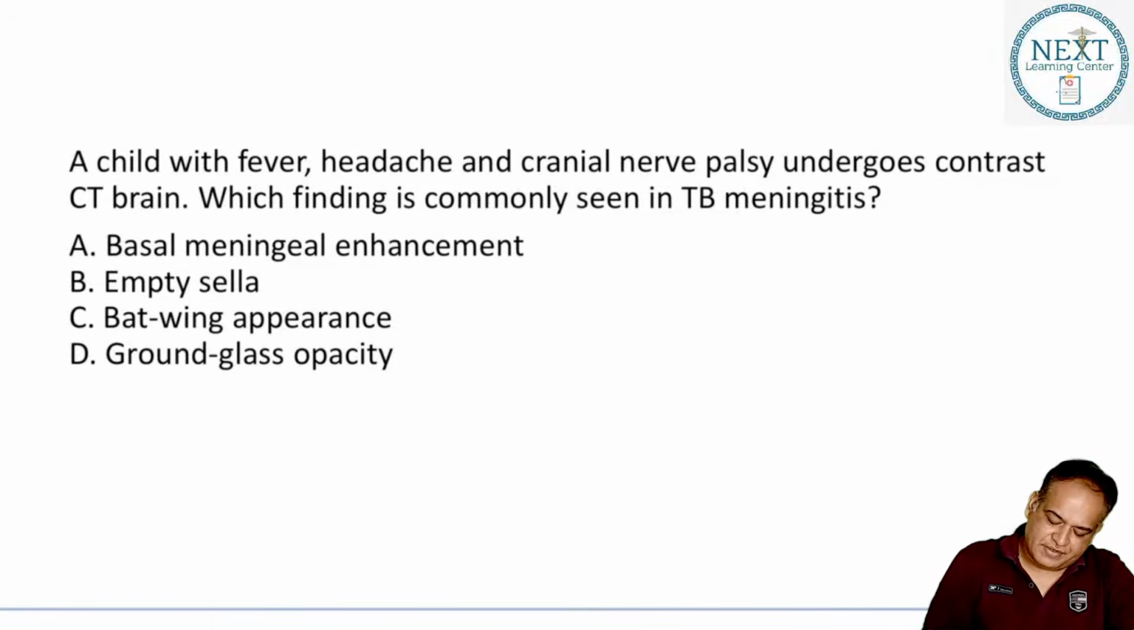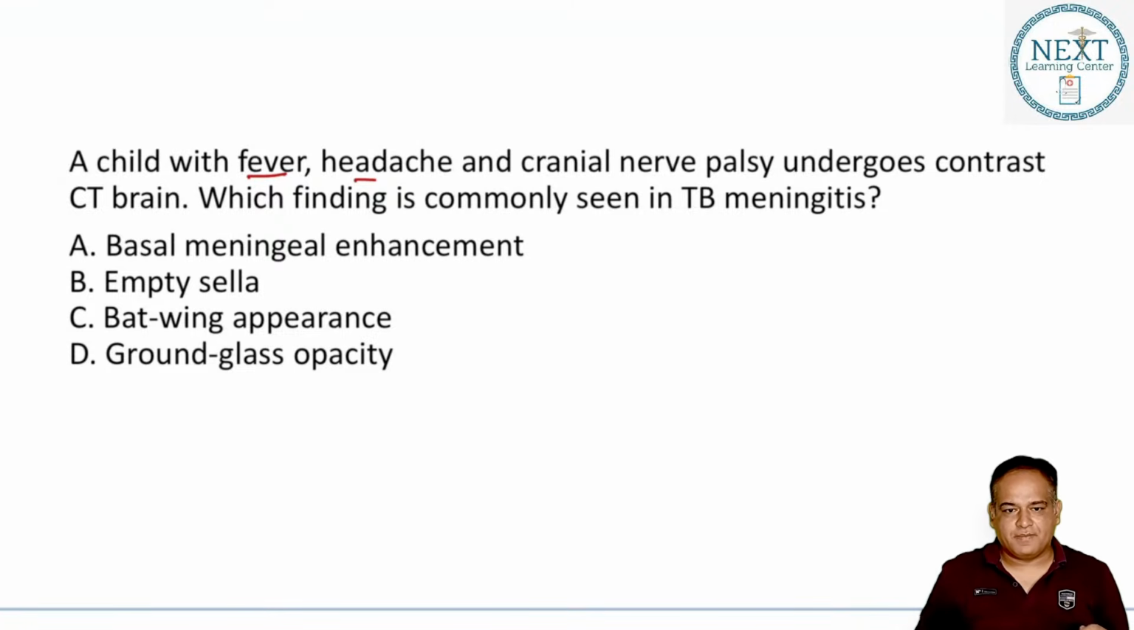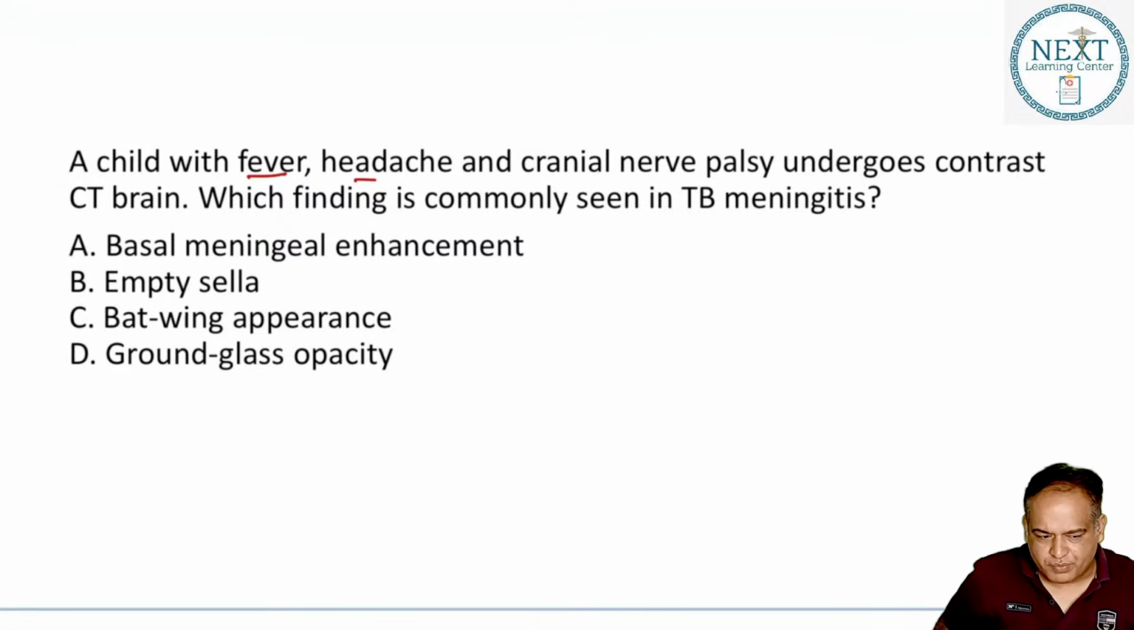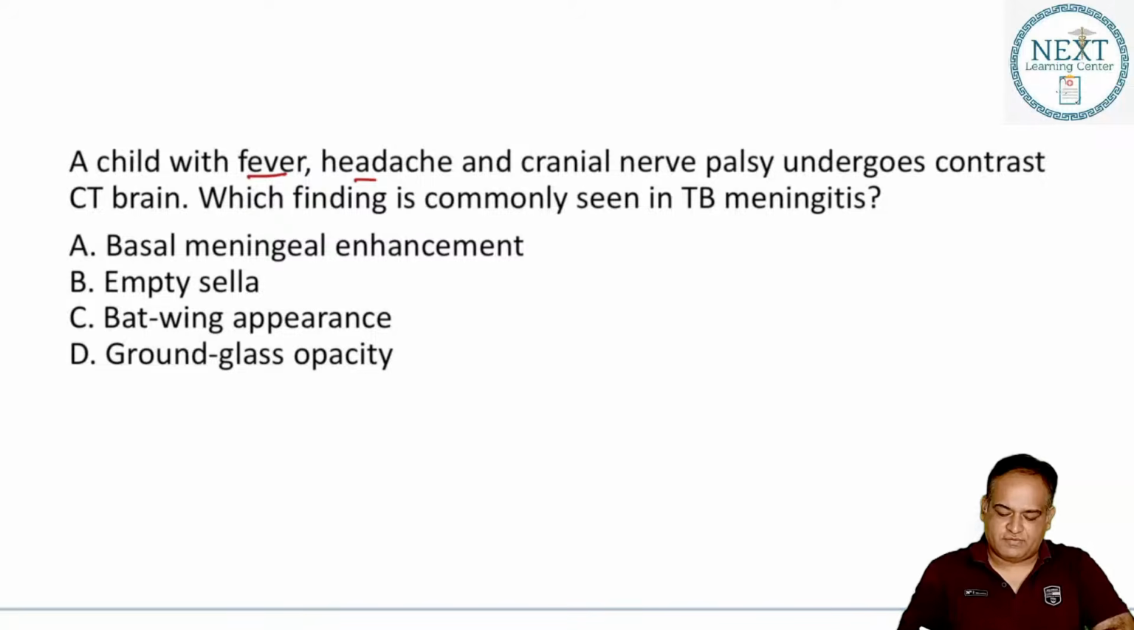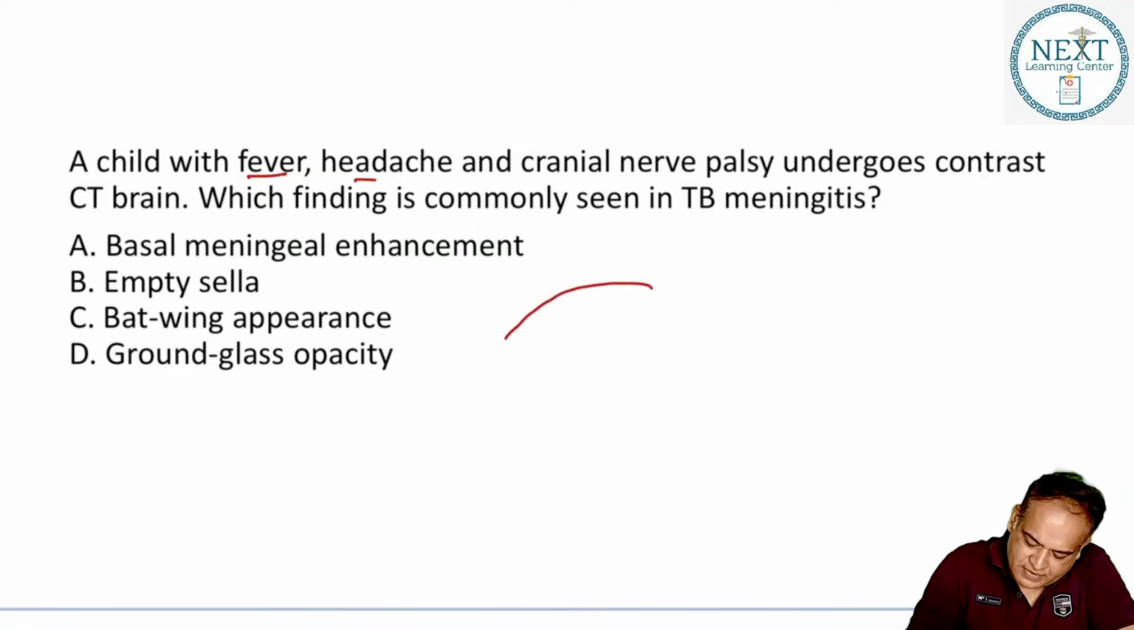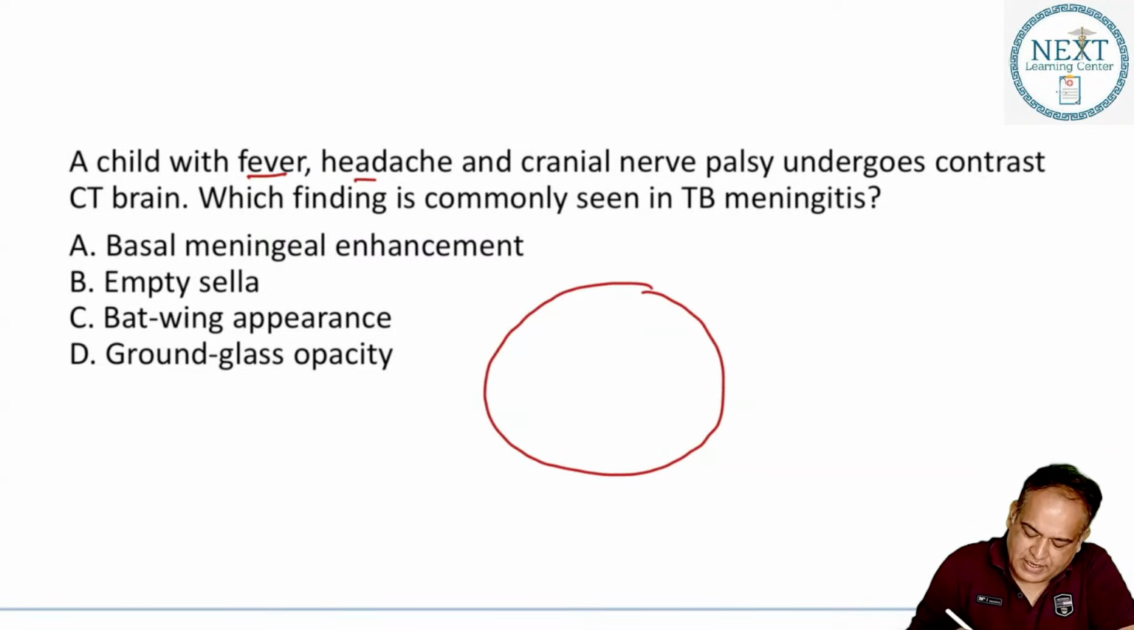A child with fever, headache, and cranial nerve palsy undergoes contrast CT brain. So, diagnosis is tubercular meningitis. Fine. Okay. What finding is commonly seen in tubercular meningitis? What finding is commonly seen in tubercular meningitis? Yes, please.